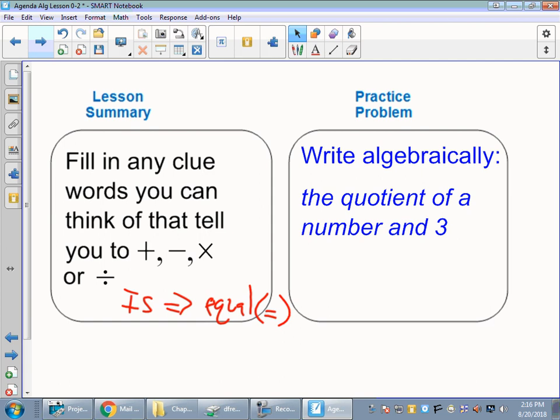So fill in all those clue words, and then your practice problem is basically you have to write algebraically from this verbal command: the quotient of a number and 3. Okay, so get those done, fill out the notes, and we'll see you tomorrow.